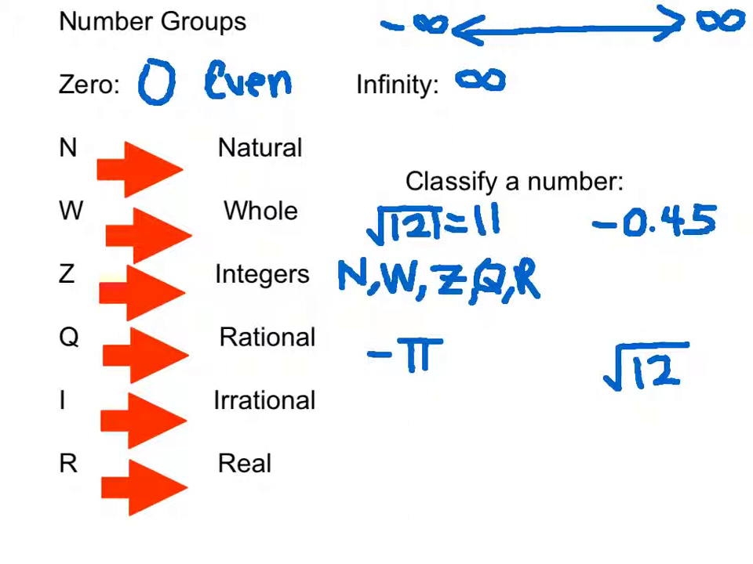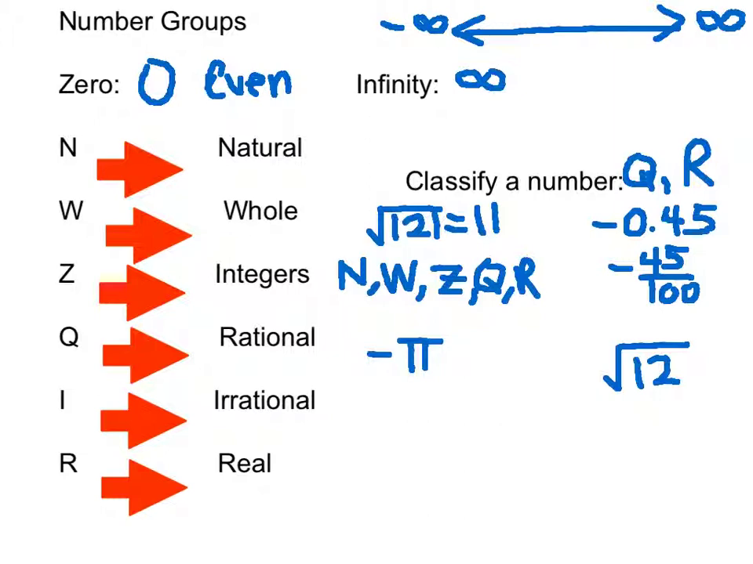Negative 0.45. That would be the same as negative 45 over 100, which you can then reduce to negative 9 over 20. So this one is definitely not natural because it's a fraction. It's not whole, it's not an integer because integers don't have fractions or decimals. But it's definitely rational, and it's also real. So all these numbers belong to at least two number groups.